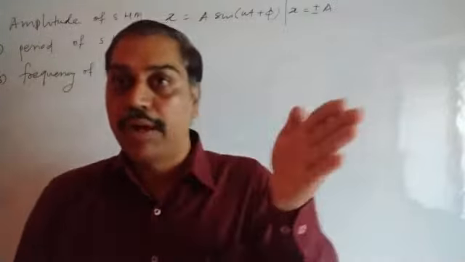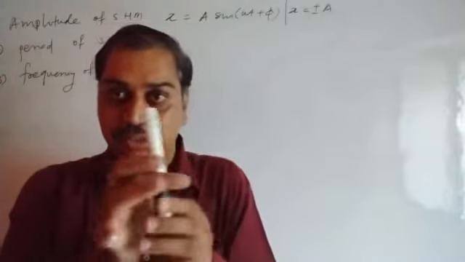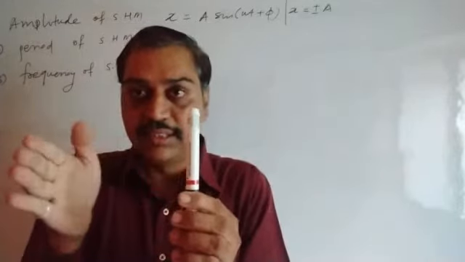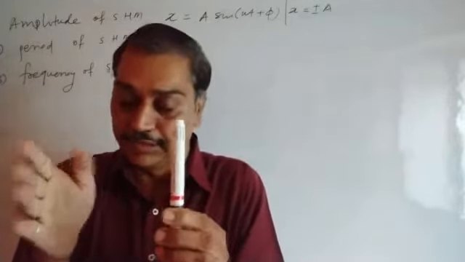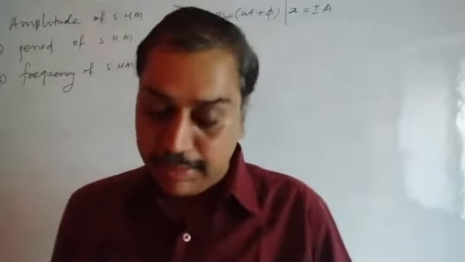The particle performs to and fro type of motion, like a pendulum, and its maximum displacement, suppose this is the mean position, it goes maximum here. So this distance is said to be amplitude, the maximum distance, and in our case it is plus minus A.